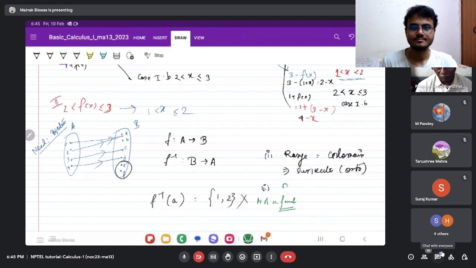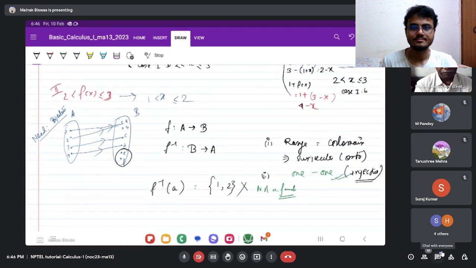So this also has to be one-one. It has to be both one-one and onto. So it becomes both a surjective and an injective function. Both conditions are being satisfied, so it is known as a bijective function.